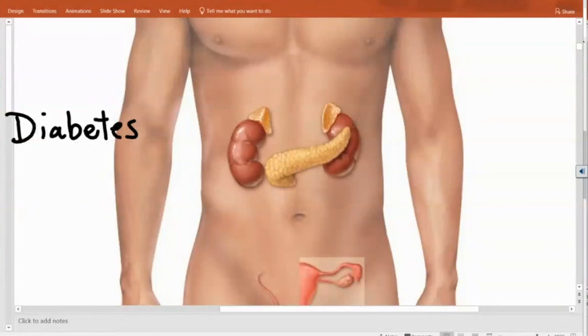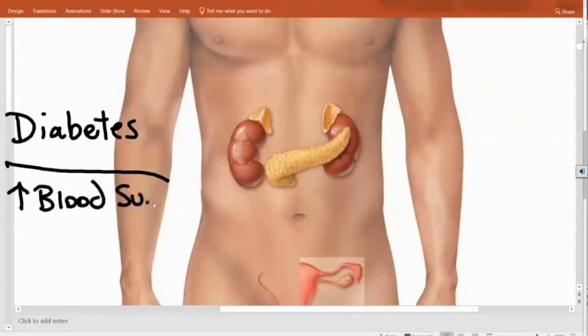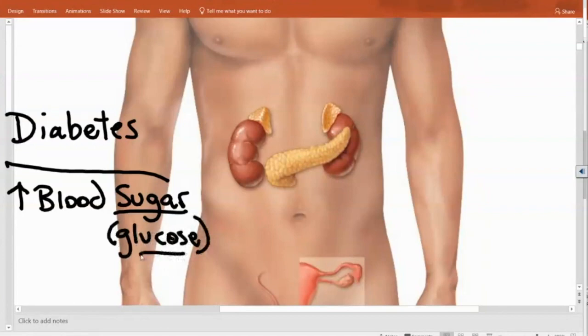All right, diabetes. We've all heard of diabetes. Diabetes very commonly causes patients to have high blood sugar. Okay. Now, we don't have to call it sugar. We could say glucose if we want to be fancy. So keep that in mind.